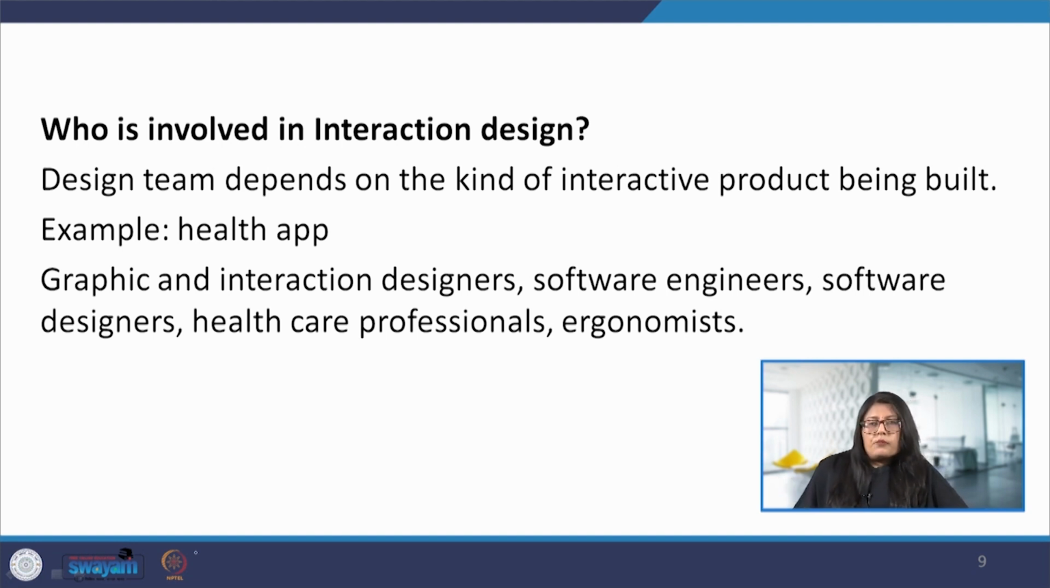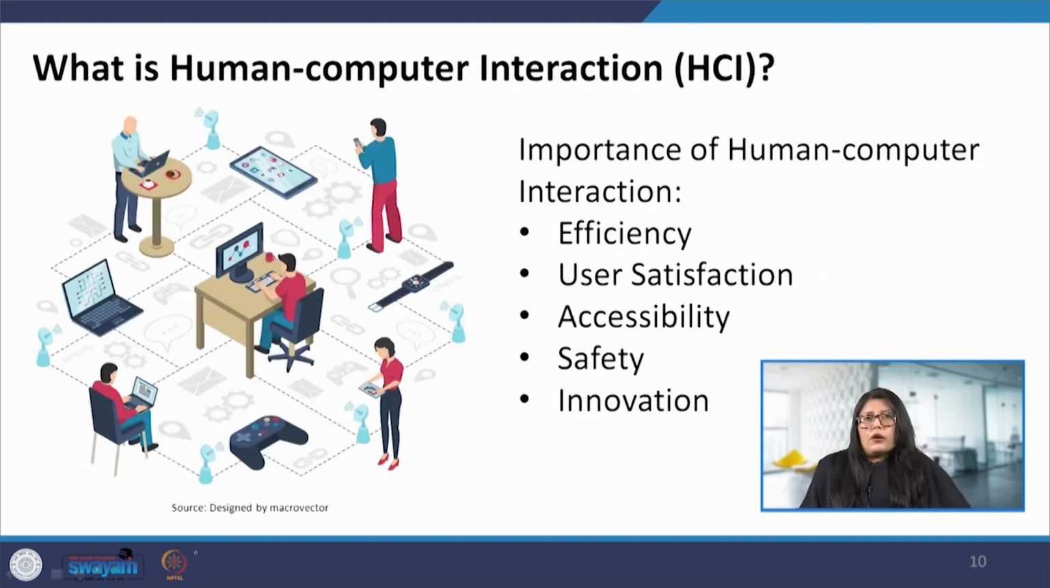And also somebody from the background of ergonomics if we are dealing with, say, a physical issue or a physical health related product application. Now, what is human computer interaction? Like we have discussed, human computer interaction is how we can design better interactive products for the user or the consumer, the man, so that he is able to communicate effectively with the computer.